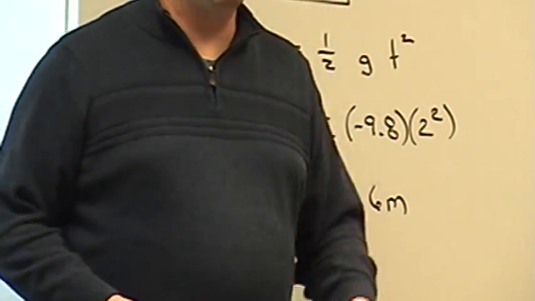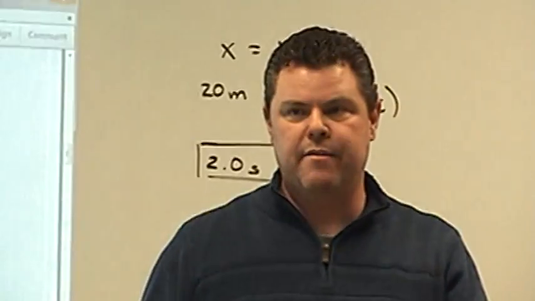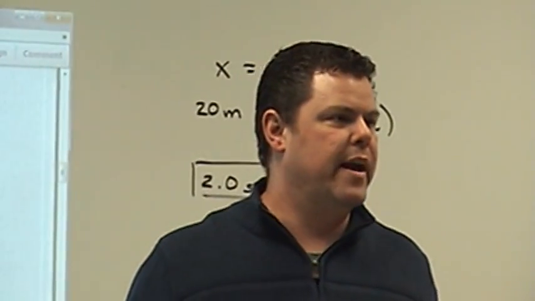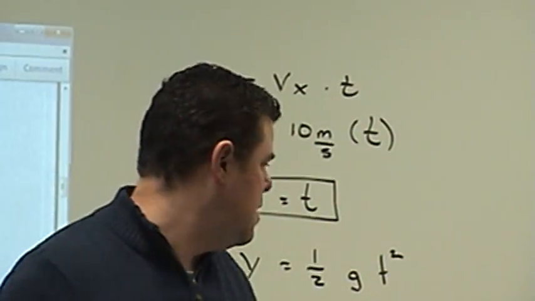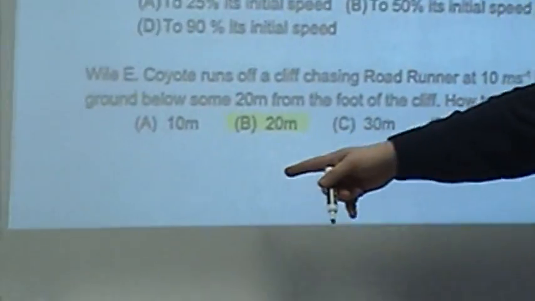And the reason it comes out negative is because Wile E. Coyote is falling down. If gravity is negative 9.8 down, then that makes the distance down negative. That's all it means, it's a direction. And so if your answer is 19.6, that's very close to this answer of 20 meters.